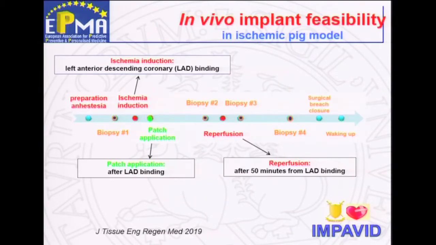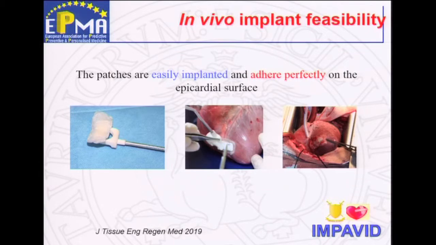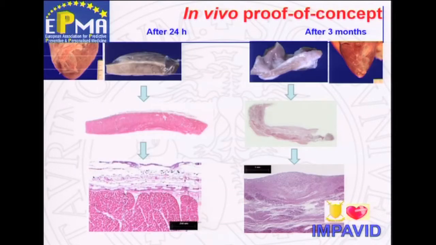So then we analyzed the implant feasibility in vivo in this ischemic pig model, in which we induced ischemia through lead binding, and then we applied the patch before the reperfusion step. And we demonstrated that the patches are easily implanted. They adhere perfectly on the epicardial surface of a beating heart, and after 24 hours, they are still perfectly adherent on the epicardium with a few inflammatory cells around, and after 3 months, they have been completely reabsorbed, resulting in a non-fibrotic, non-inflammatory outcome in the infarcted area.